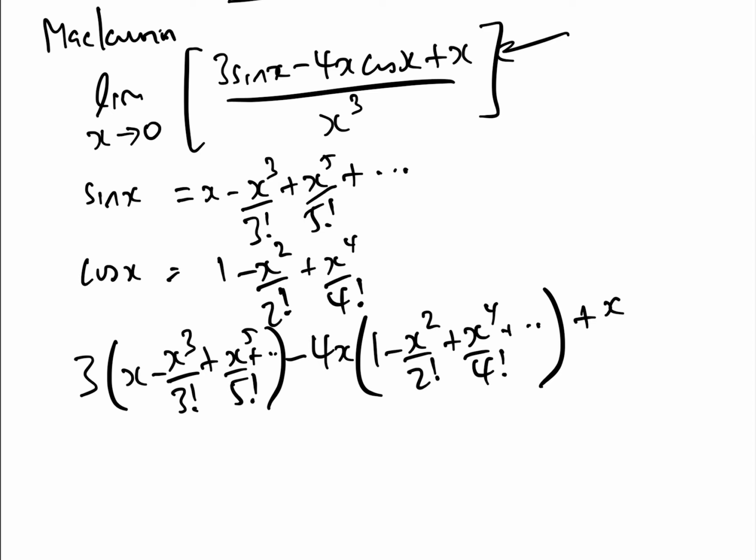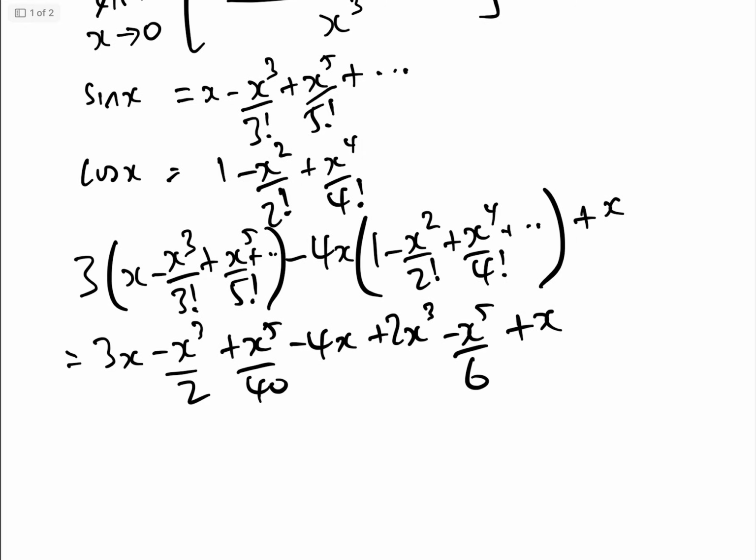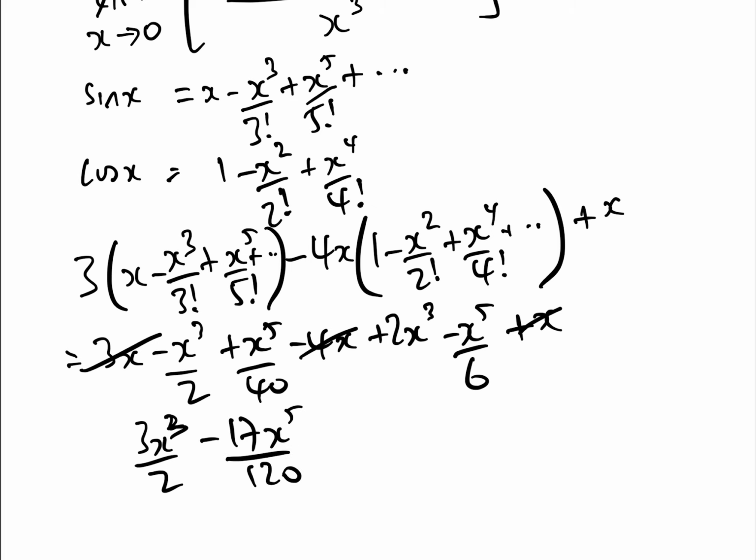Okay, and let's simplify all of this lot. That is going to give us 3x minus x cubed over 2 add x to the 5 over 40, minus 4x add 2x cubed minus x to the 5 over 6, add x. The 3x minus 4x add x all cancel, and that gives us 3x cubed over 2 minus 17x to the 5 over 120.